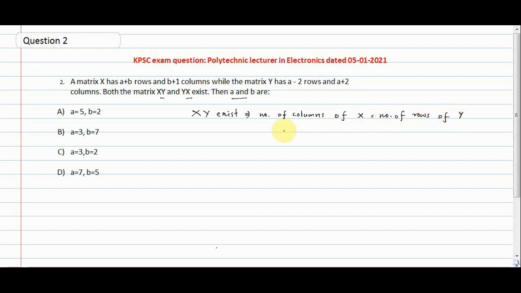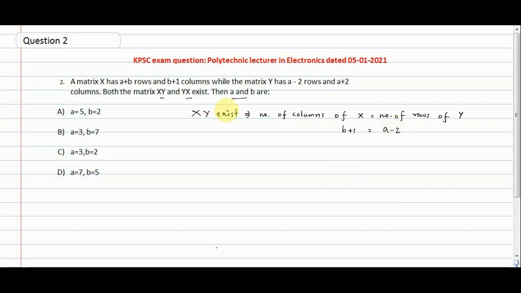Okay, so here in the question it is mentioned that matrix X is having A plus B rows and B plus 1 columns. So the number of columns of X is B plus 1. Okay, that will be equal to the number of rows of matrix Y. So Y is having A minus 2 rows. Therefore, B plus 1 must be equal to A minus 2.